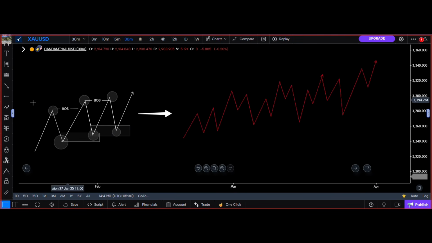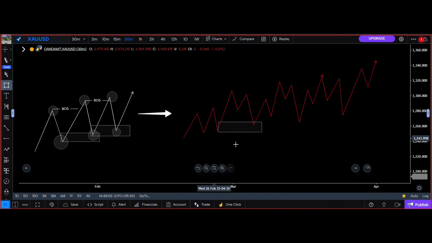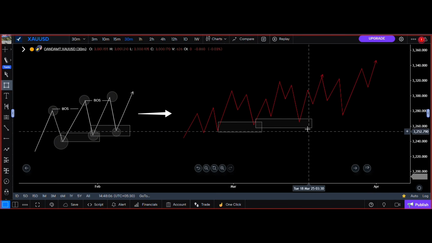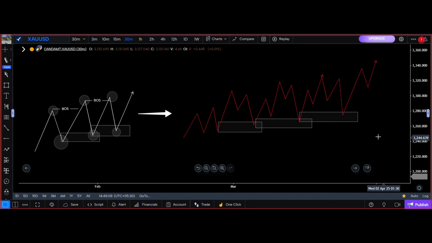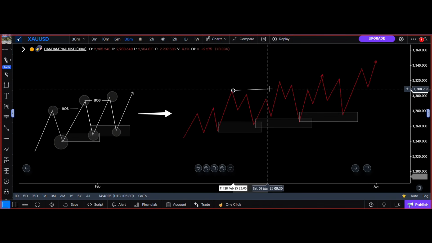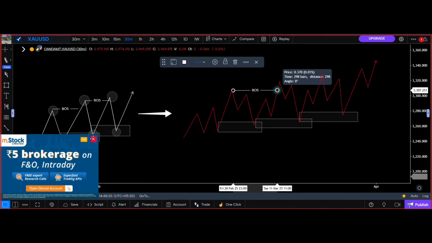Let me first clear all this. See, this is the demand. This is another demand. Here is another demand. This is the first breakout structure which we have in the daily time frame. So all three are going to be smaller time frame demands, right? Either 15 or 30.